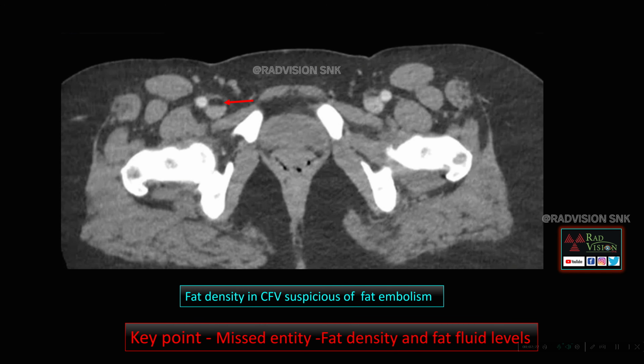So here the commonly missed entity is fat density or fat-fluid levels in the deep venous system, and this was a case of fat embolism. So fat density and fat-fluid levels are often missed.